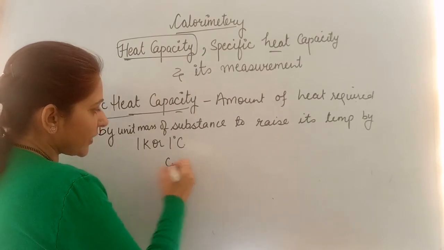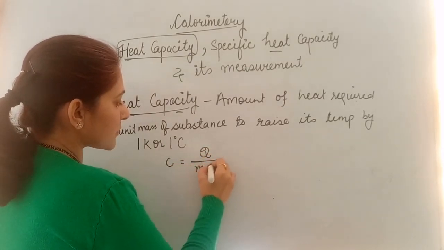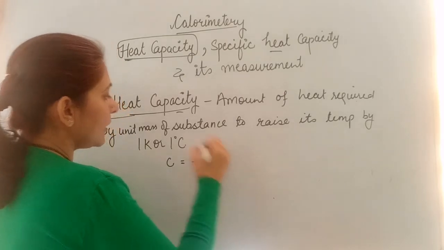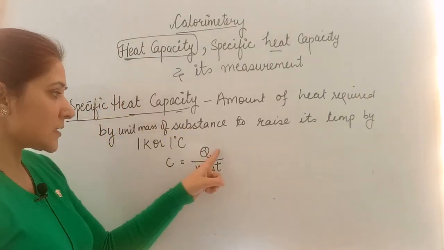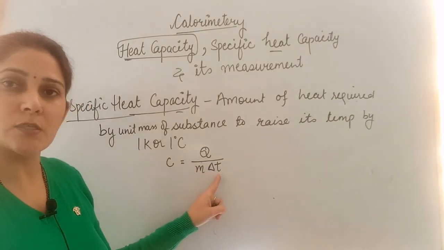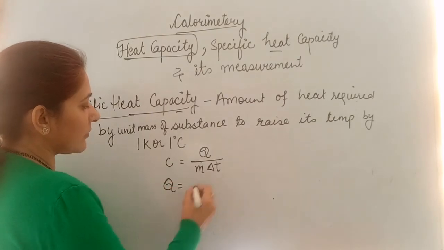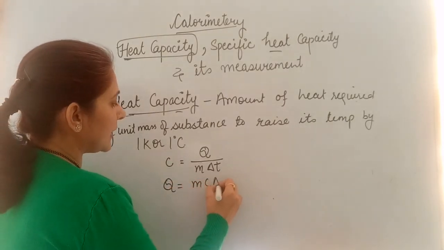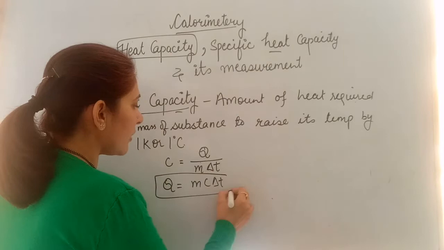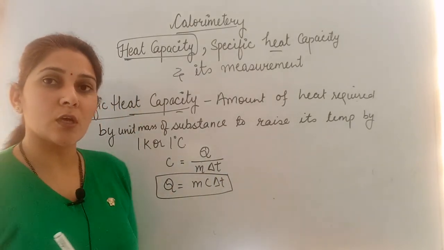So this specific heat capacity is given by the amount of heat required by unit mass of substance to raise its temperature by 1 degree Celsius. This is heat required, this is mass of the substance, this is change in temperature. So from here, how can we get this Q, that is heat required? It is given by mcΔT. This is one of the formulas which you need to remember to calculate heat again and again when we are talking about calorimetry.